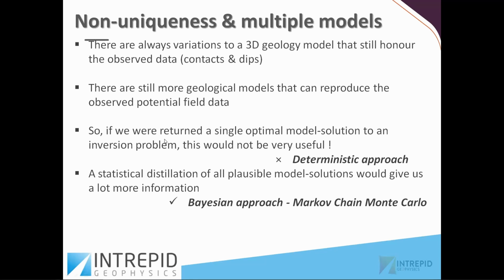But we never aim to return a single optimal solution, because this approach is not very useful. We call it the deterministic approach, whereas a geomodeler uses the Bayesian approach, which is based on Markov chain Monte Carlo. This provides a statistical distribution of all possible model solutions that gives us a lot more information, that includes the uncertainty which is present in your predicted model.